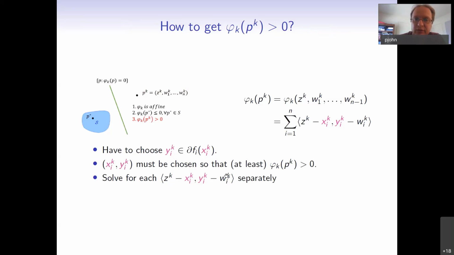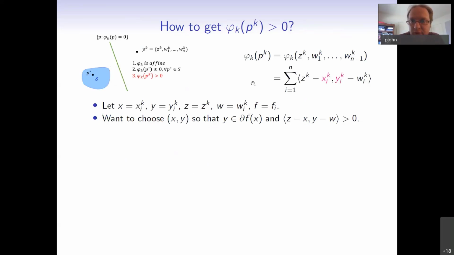What we're going to do is essentially solve each of these n problems separately. We're going to just make each inner product positive. We're going to solve each one as a separate problem for i equals 1 through n. So let's look at that. We want to make each of these separate dot products positive. Let me just ignore the subscripts for a second, so let me let x equal xik and so on. The actual math problem we're trying to solve is to pick a pair of vectors x, y so that y is a subgradient and this inner product is positive.